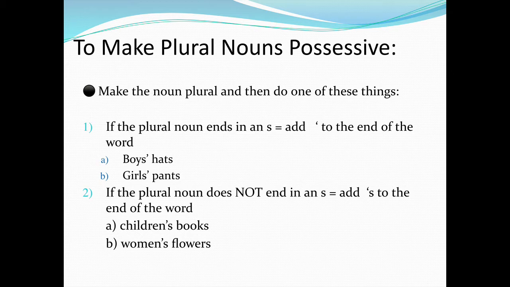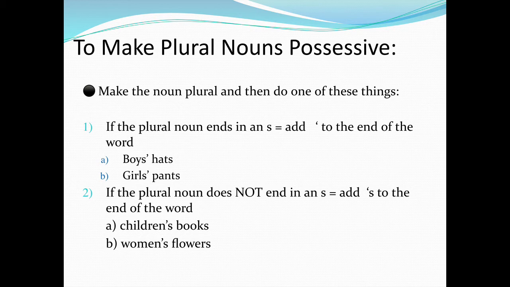So if you have a bunch of boys and they're all wearing hats, you start with your plural word, boys, and you see that it has an S at the end of it. So all you have to do is add an apostrophe at the end, and it signals to your reader that you're talking about a bunch of boys who all own hats. Same thing with girls. You start with girls, it's plural, you add an apostrophe to the end of it, and that signals to your reader that you're talking about a bunch of girls who own their pants.